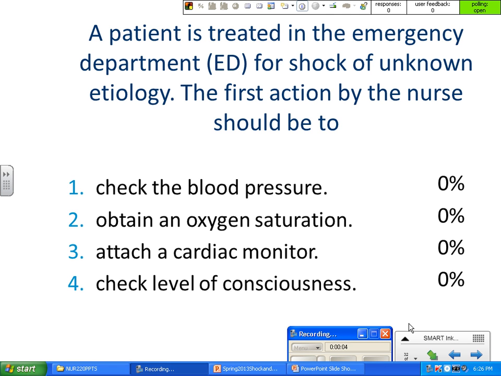So our first one is we have a patient treated in the emergency department for shock of unknown etiology. The first action by the nurse should be to check the blood pressure, obtain an O2 sat, attach a cardiac monitor, check level of consciousness.